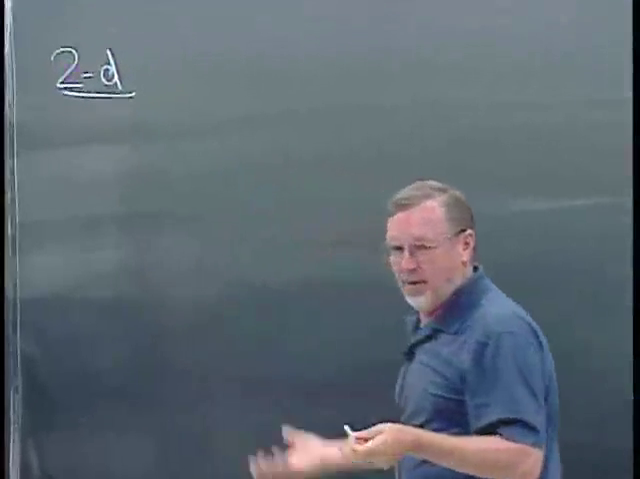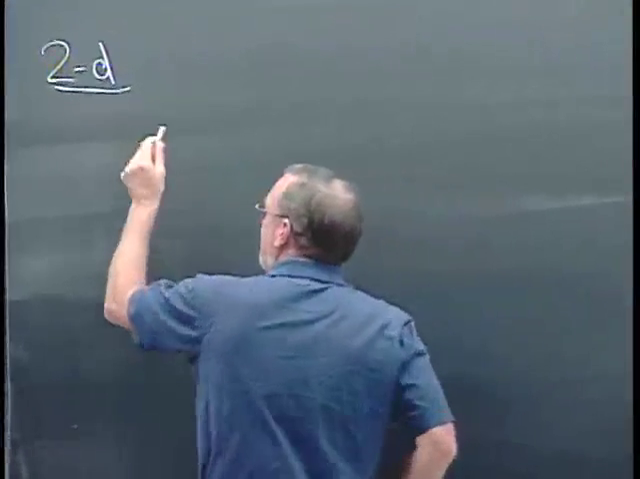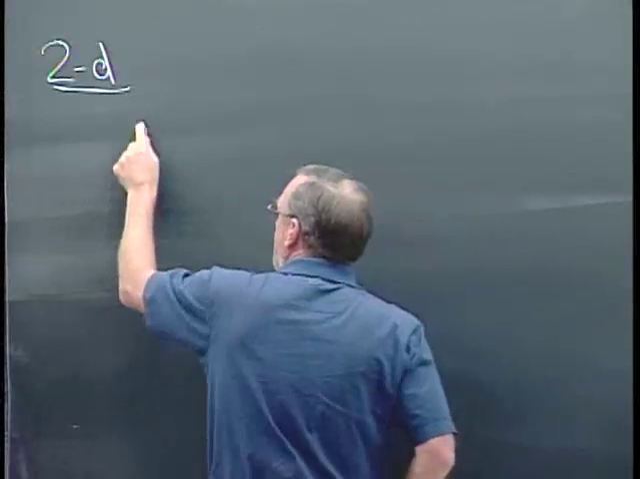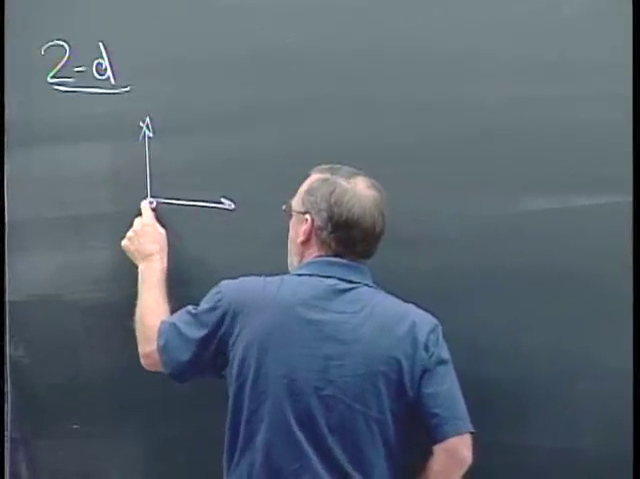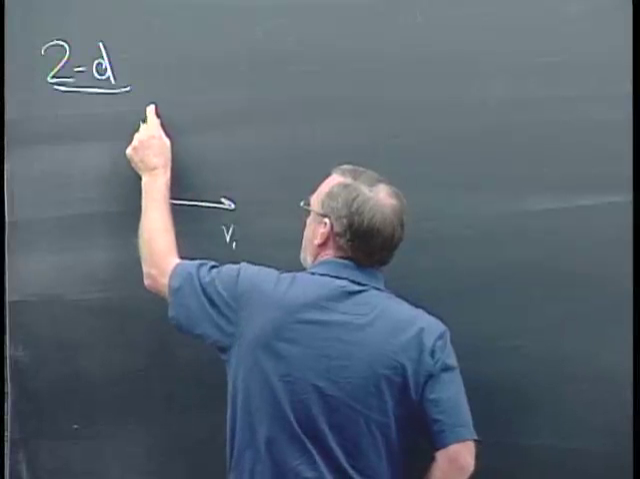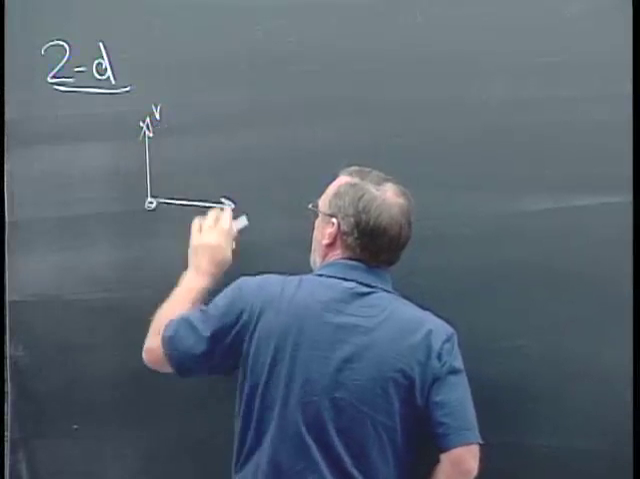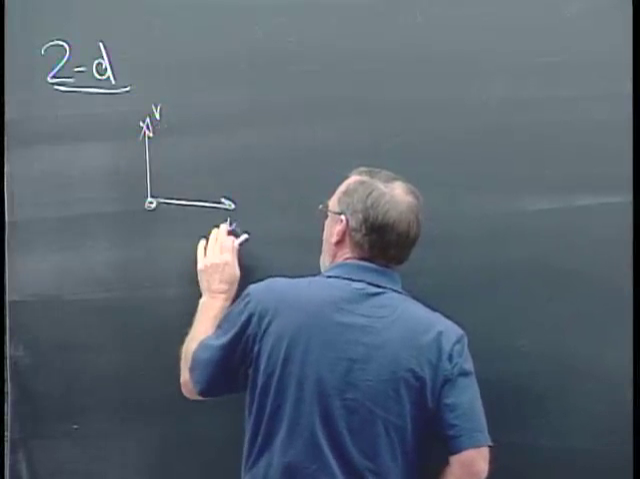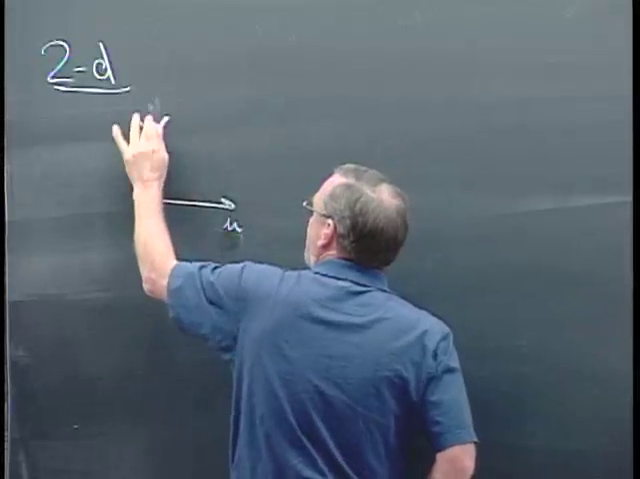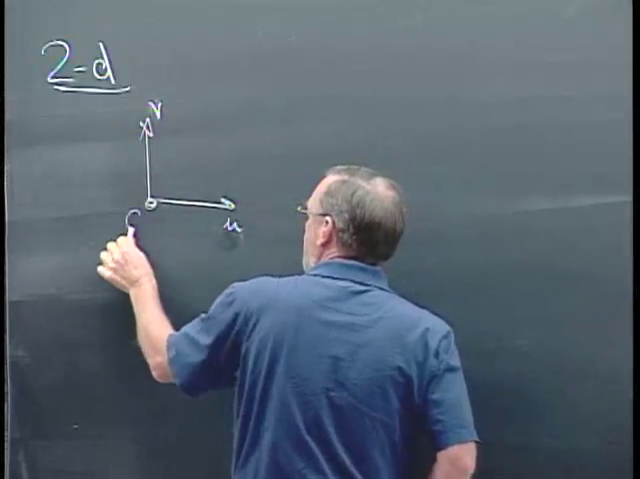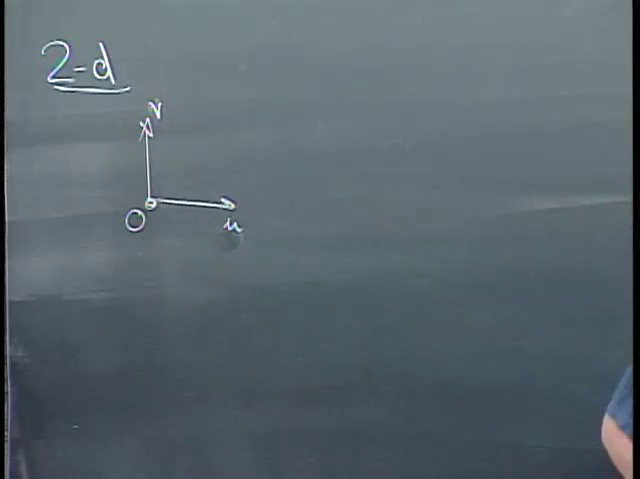3D next time, although it'll be easy once I get done with today. So I've got this frame, okay? It's got two vectors. Let's call them something different. How about U and V? And it's got an origin called O, maybe, okay?